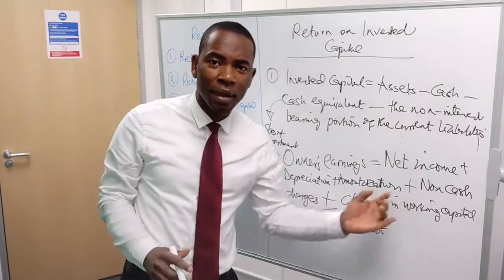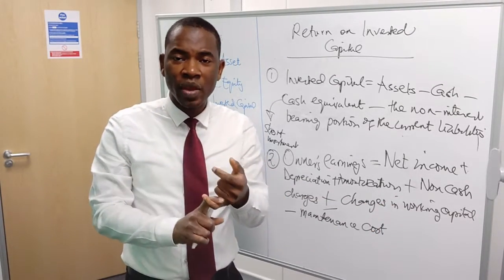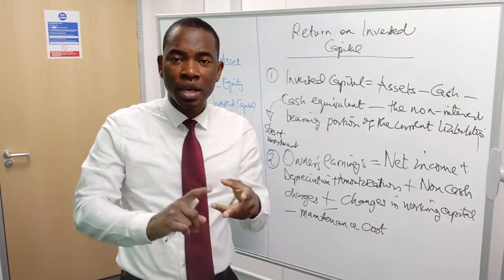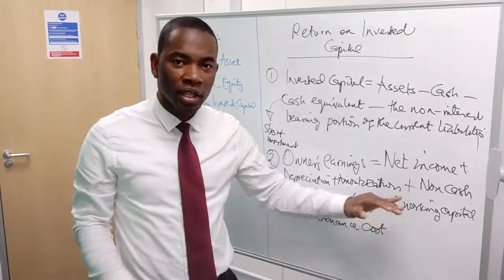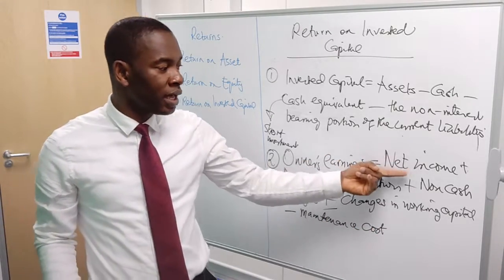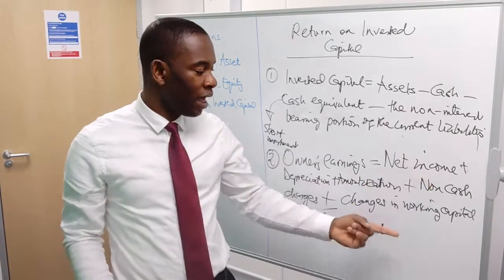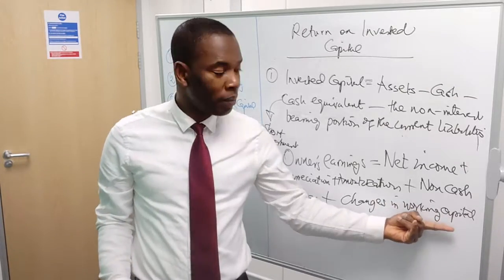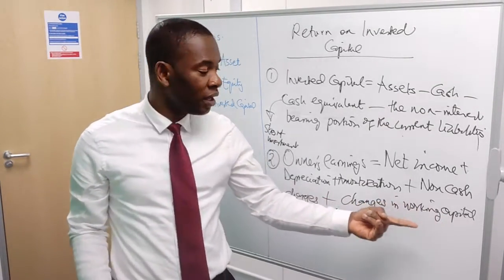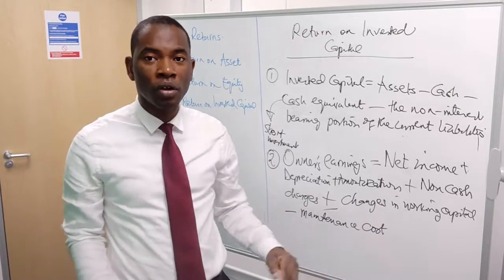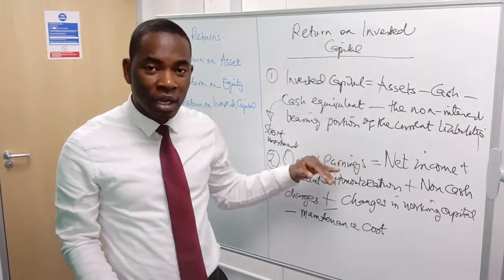Then changes in working capital are changes in receivables, changes in payables, changes in inventory. All this constitutes your working capital. Of course, you can make a big net income, but if you don't manage your working capital properly, your changes in working capital actually bring a whole lot down. So you can actually end up at a loss.